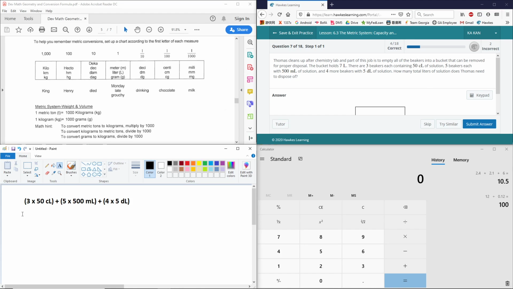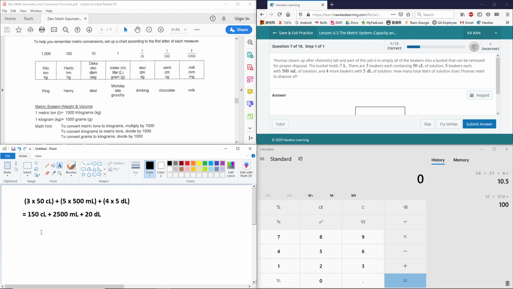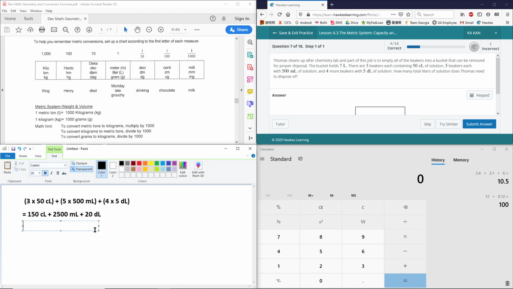So these guys, I want to convert everybody to just liter to see what's going on. Now, that's not too bad, but I'm going to multiply everybody first. So that's 150 centiliter plus 2500 milliliter plus 20 deciliter. Now let's look at the table. So the table says that will become 150 centiliter.